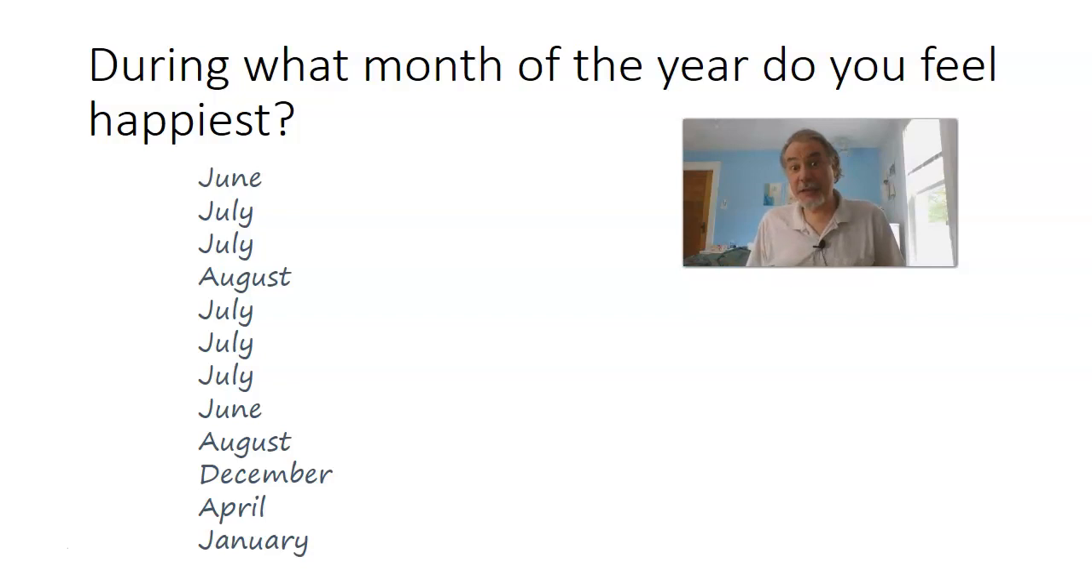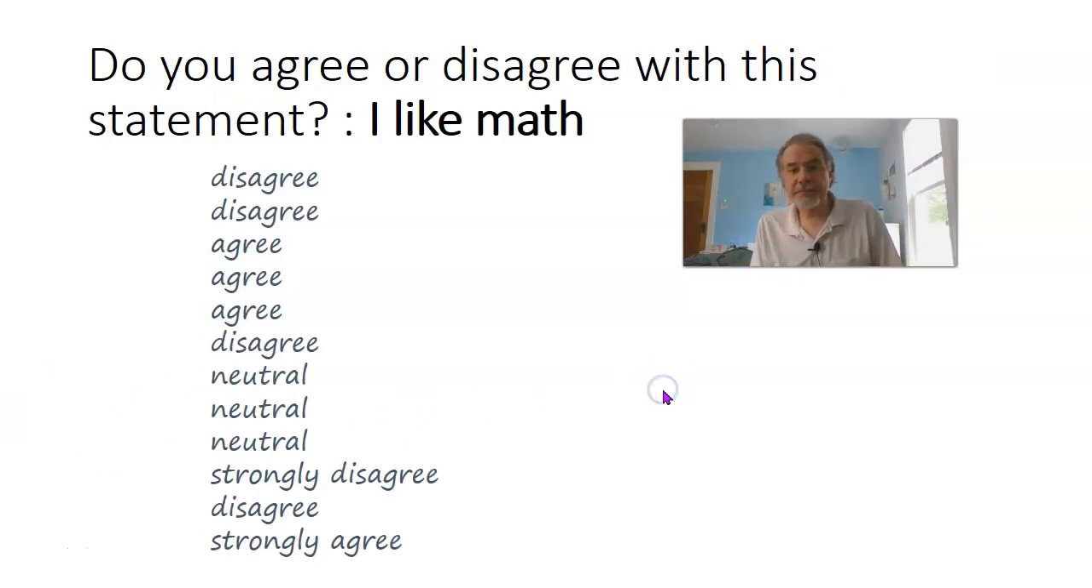Now, just looking at that list of responses like that, that's probably not the most useful way to present the results of that survey. Probably be better to organize that somehow to tell you how many people gave which response. Or, do you agree or disagree with this statement? I like math. Some people said disagree. Some people said agree. Here are the responses that people gave. Again, probably be better to organize that somehow. Maybe even make a graph or a chart or something like that.